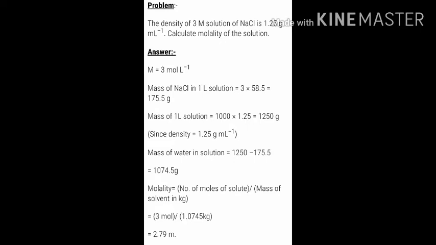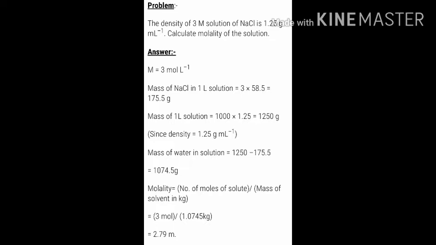The density of 3 molar solution of NaCl, sodium chloride, is 1.2 gram per milliliter. Now we have to calculate the molality of the solution. Children, molarity is given, that is 3 mole per liter. Mass of NaCl in 1 liter of solution: 3 molar, so 3 into the molar mass of sodium chloride, that is 58.5. So mass is equal to 175.5 gram.